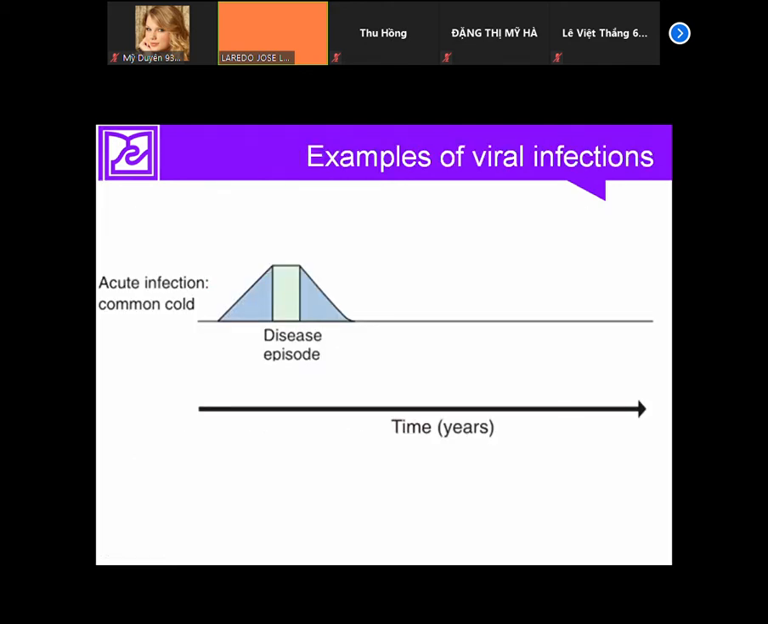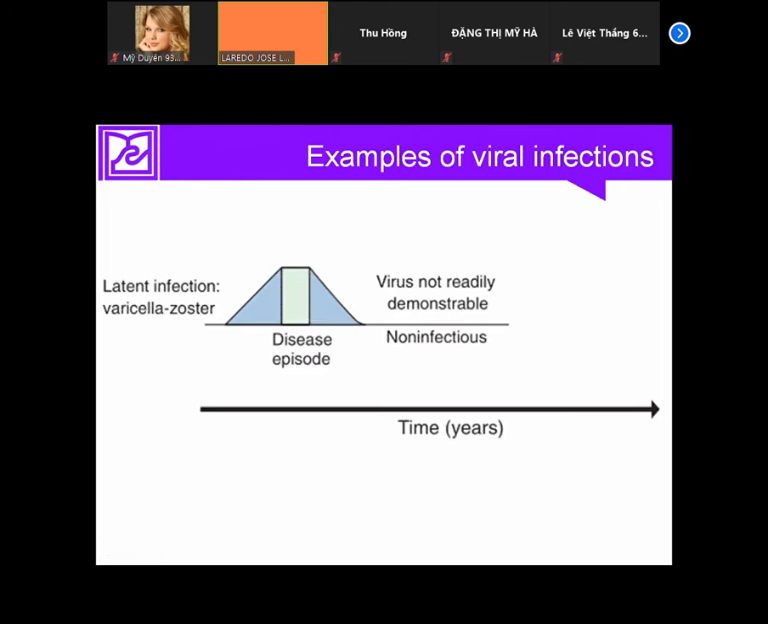This is an example of an acute infection. Acute lytic infection, for example, the common cold. So you become infected. So you suffer a disease for a few days. After a few days, you recover completely and the virus disappears forever. This is the typical example of an acute lytic infection.